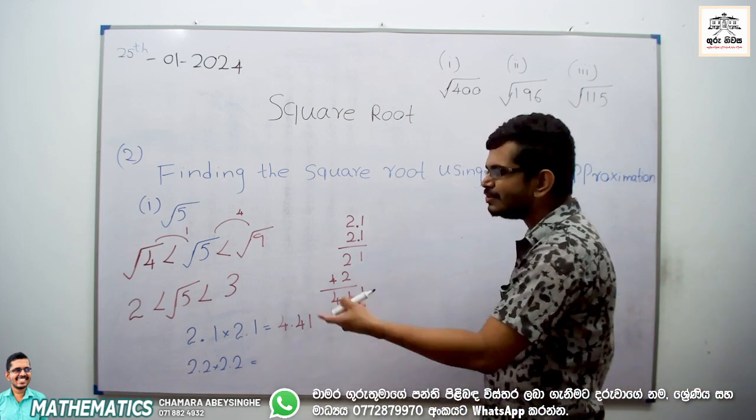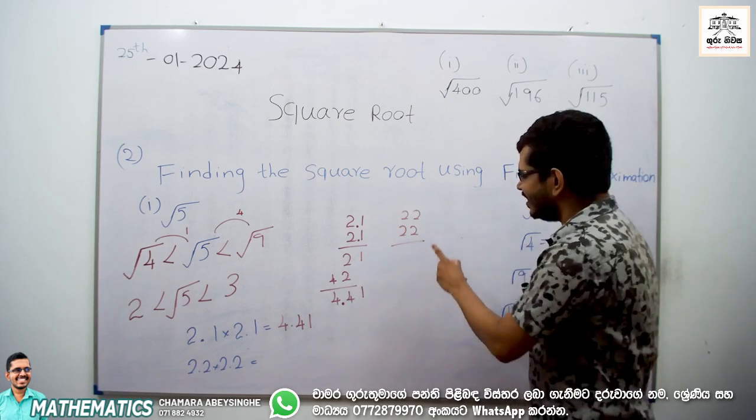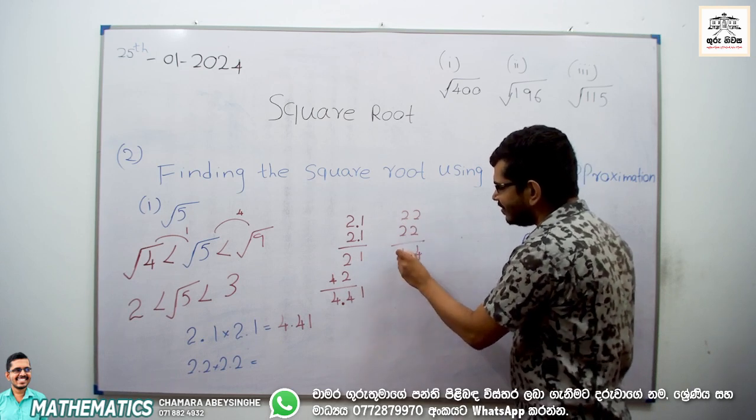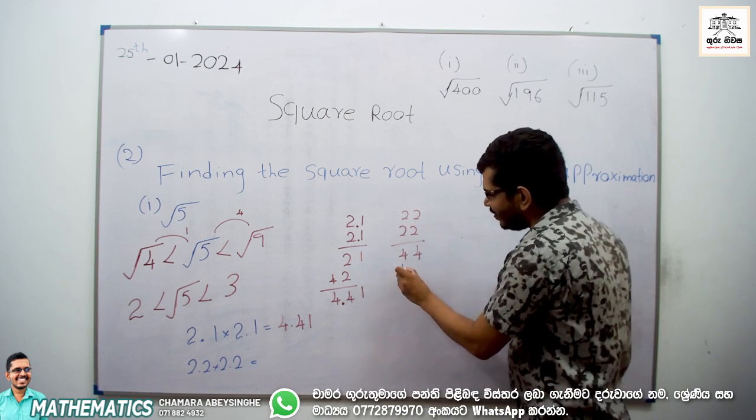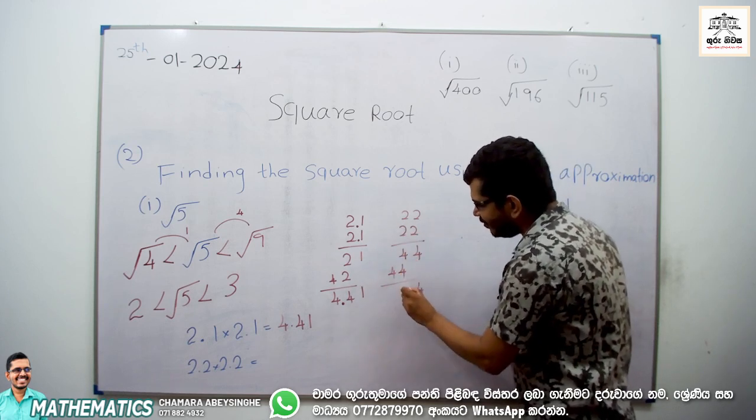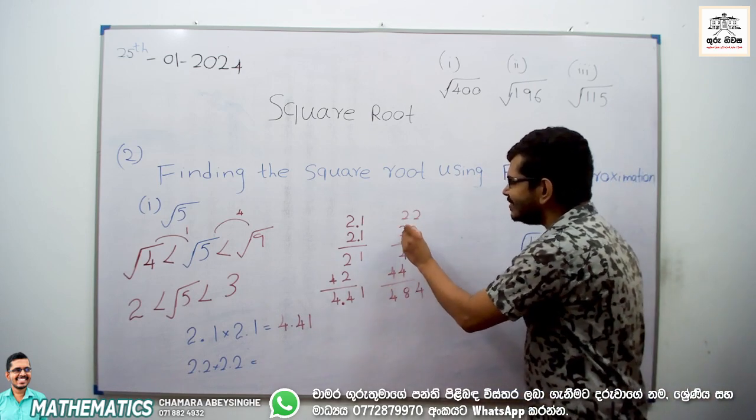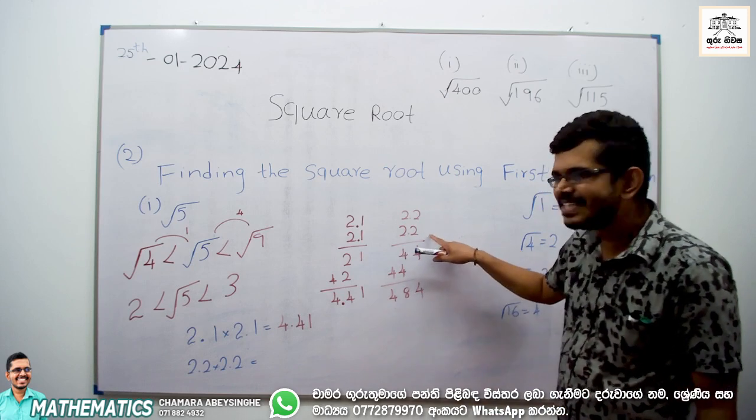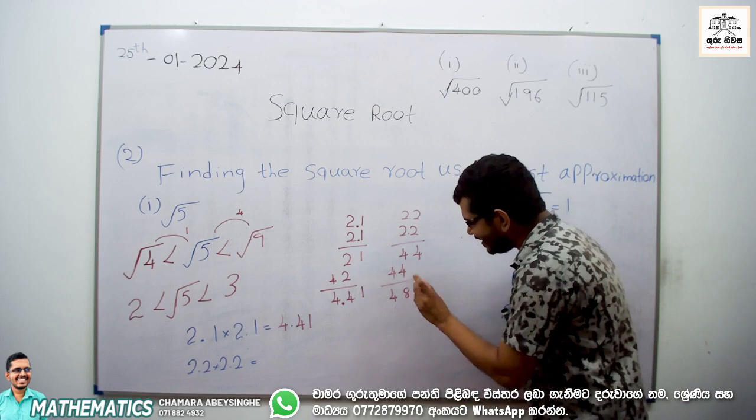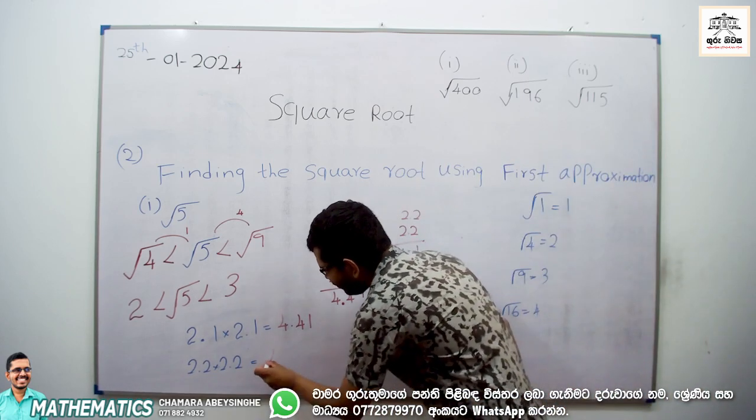Now 2.2 multiply 2.2. 22 multiply 22. 2 times 2, 4. 2 times 2, 4. 2 times 2, 4. 4 plus 4, 8, and 4. And also there are 2 decimal places: 1 decimal place, 1 decimal place, total 2 decimal places. Take the last 2 digits and put the decimal point. 4.84.